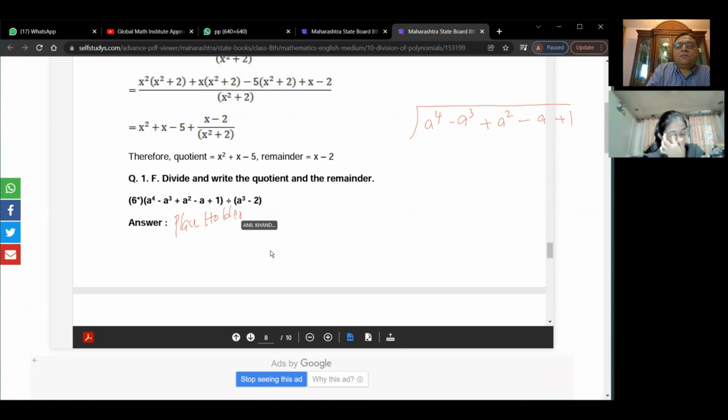So the divisor will be, let me rewrite, A cube plus 0A square, right? And the A term is also missing, so I'll write 0A. And then I'll write minus 2. Is that clear to you?